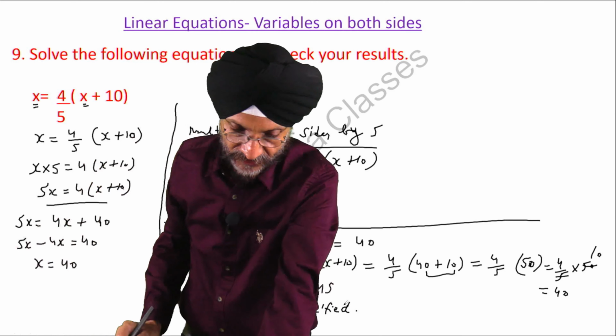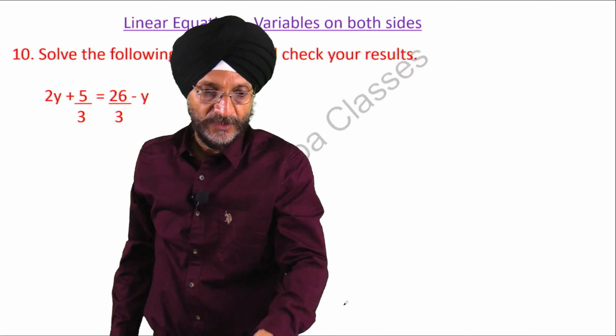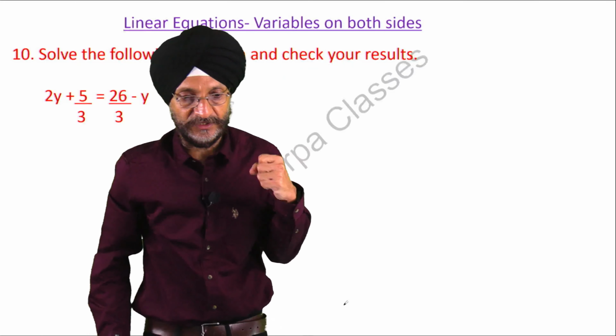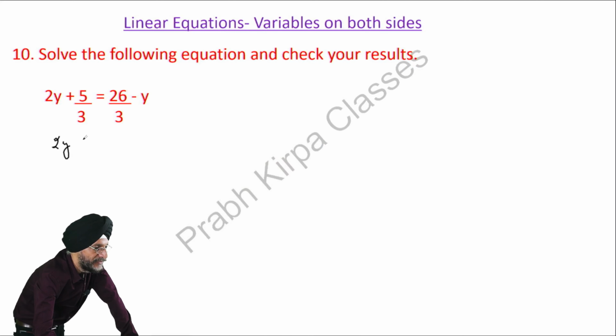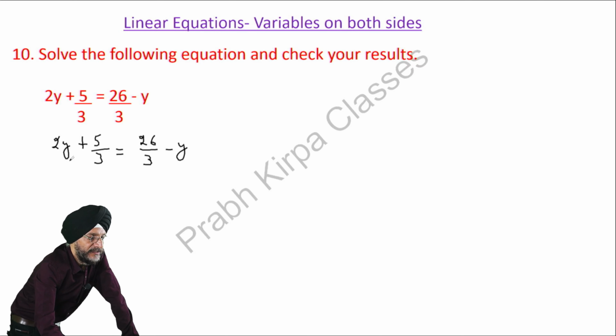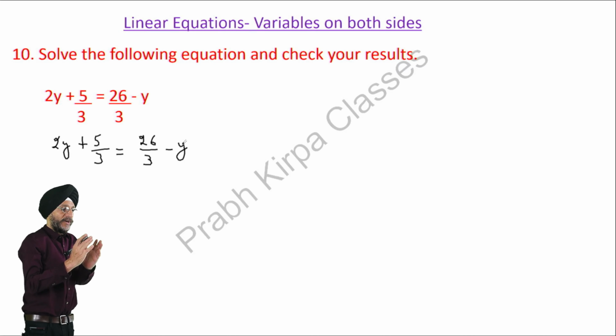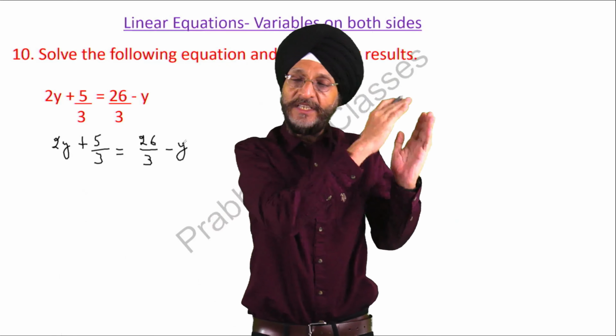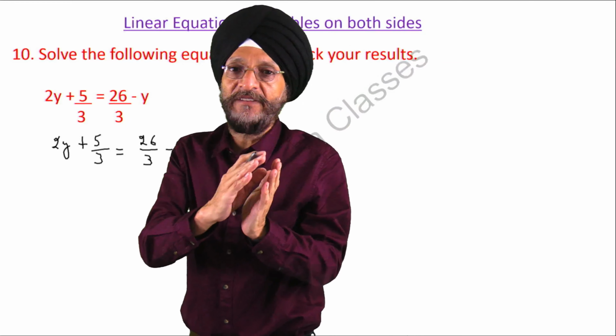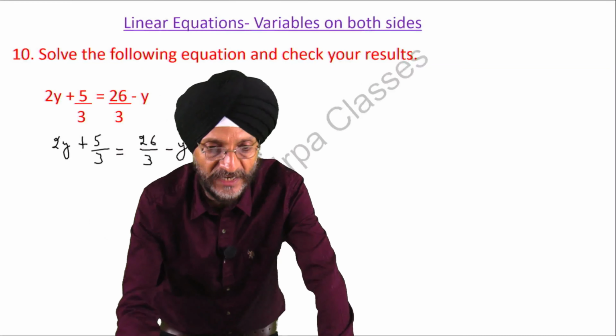So the next question before us is: solve the following equation and check your results. So here first of all we will write the same equation as it is, 2y plus 5/3 is equal to 26/3 minus y. So y in this case is the variable. First of all, we will take the terms which have the variable to one side, that is the left hand side, and the terms which do not have any variable to the other side, that is the right hand side.